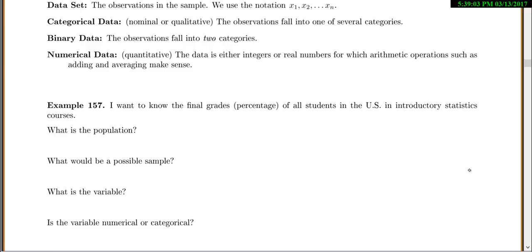So let's look at this example. I want to know the final grades as a percentage of all the students in the U.S. in intro stats courses. So what would be the population? The population would be all U.S. students in intro stats.